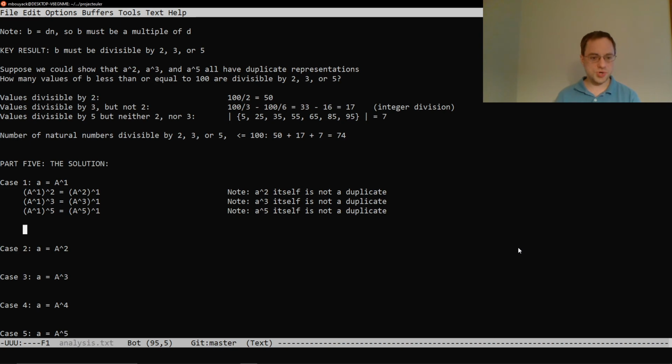Okay, so now we're ready to determine the number of duplicates for case number 1. So first we want to recall that when the exponent on a is 2, we have 6 different possible values for capital A, and so that's just going to be equal to 6 times 50 minus 1. You'll recall that in the previous section, well, let's write it out. 100 over 2 minus 1. The minus 1 is because a squared itself is not a duplicate.